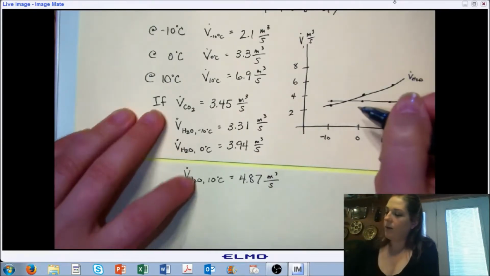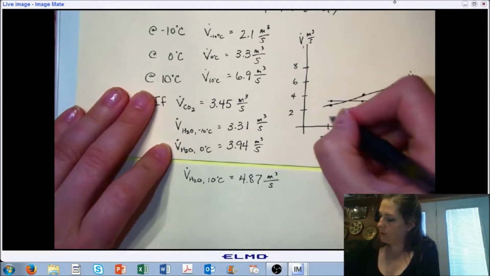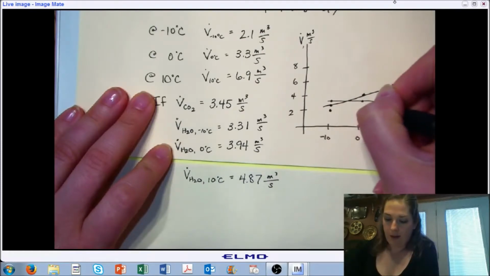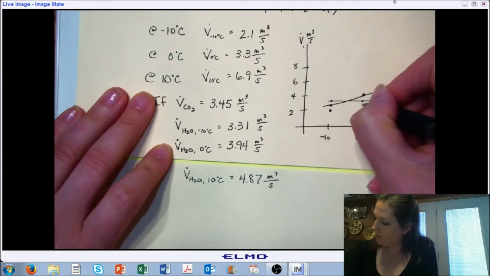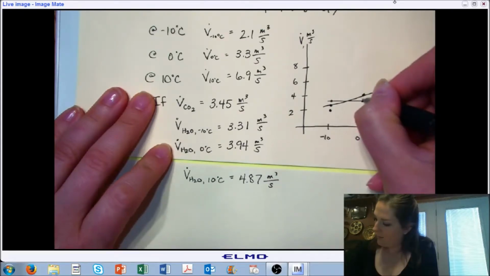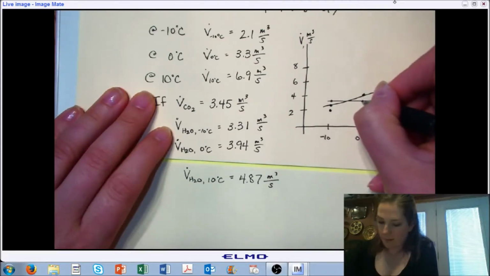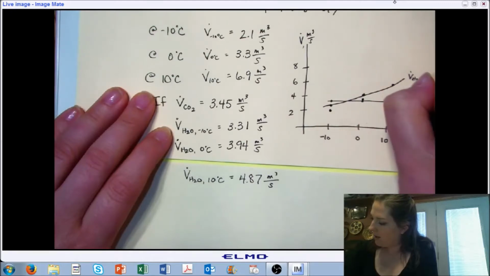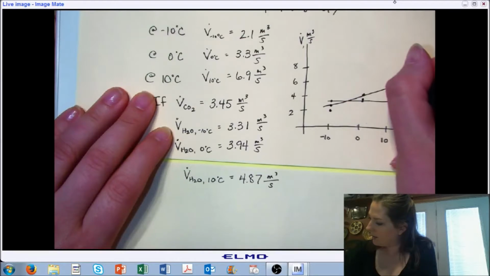Okay, and then the third curve we're going to put on here is our ventilation rate for temperature. It's the lowest at the coldest, and it is 3.3 at zero, so we're still below, almost in exactly the same spot here. And then at 4.87, we're all the way up here. Okay.